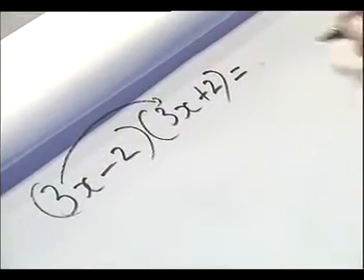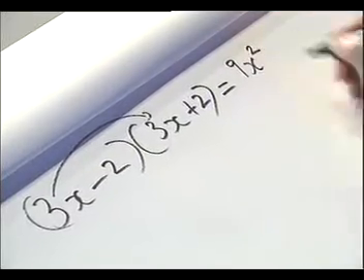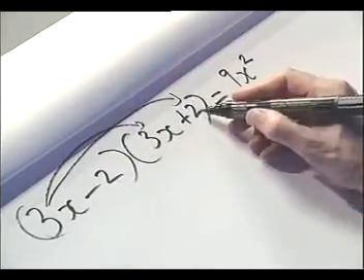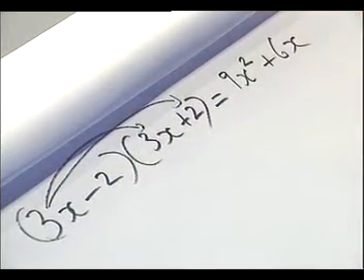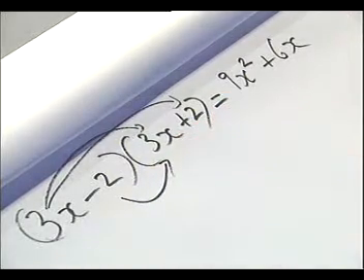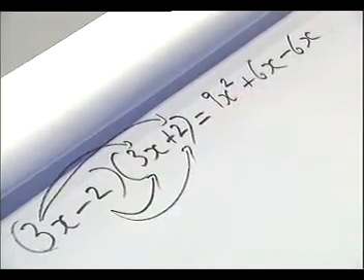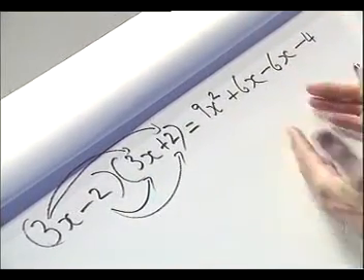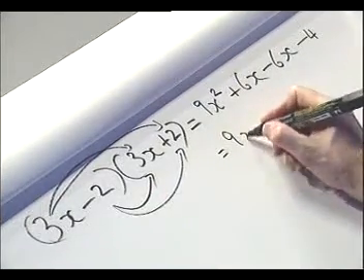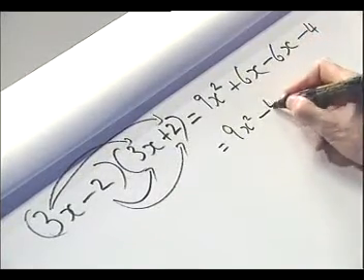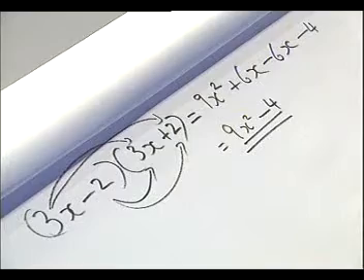3x times by 3x, that will give us 9x squared. 3 times 3, x times by x. 3x times by plus 2 is plus 6x. Minus 2 times by 3x is minus 6x. And minus 2 times by plus 2 is minus 4. Got to tidy up these middle terms. 9x squared plus 6x minus 6x, no x's. And we're left with minus 4 on the end. So yes, it was another example of that kind of expression where the middle term is going to disappear.